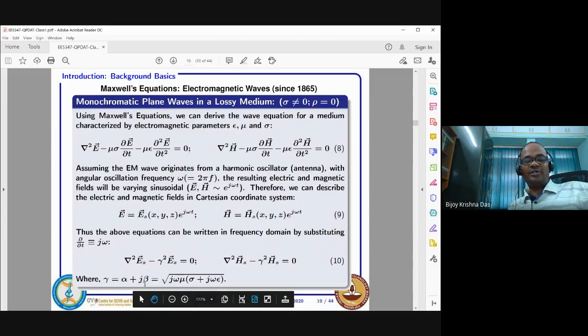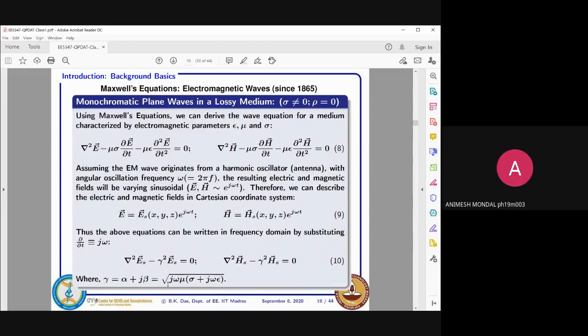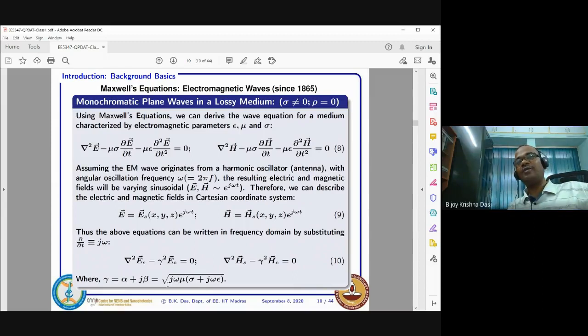So this will be j beta equal to j times omega by c square root of epsilon R. j cancels, so beta will be omega by c square root of epsilon R. Clear? And this square root of epsilon R, if it is real, is known to us as the refractive index.